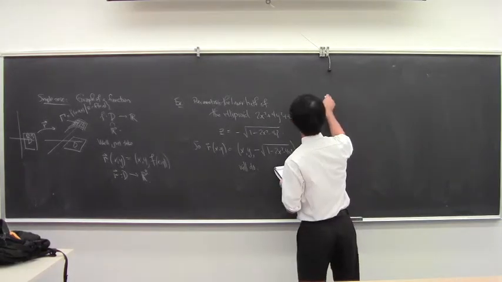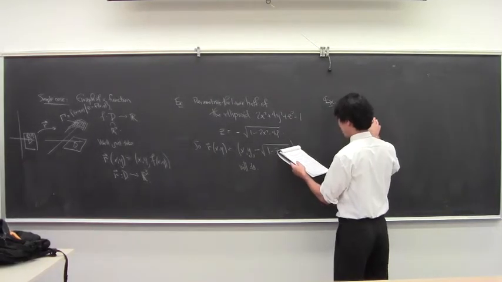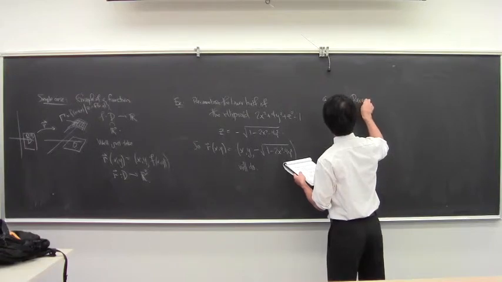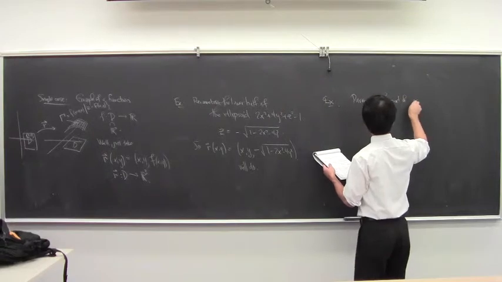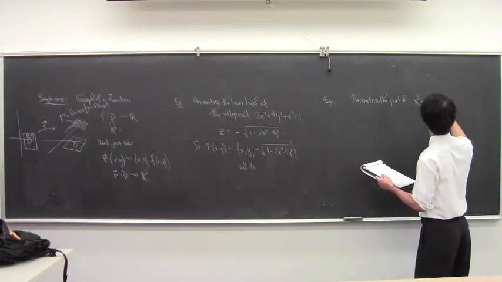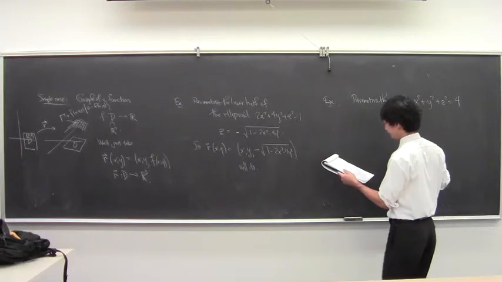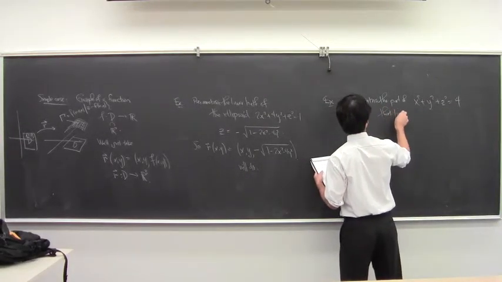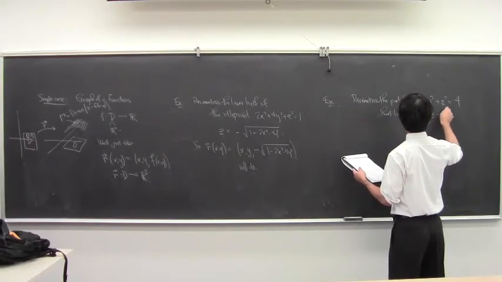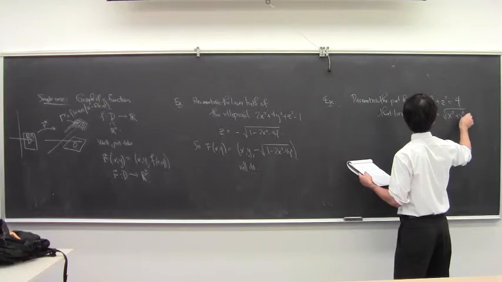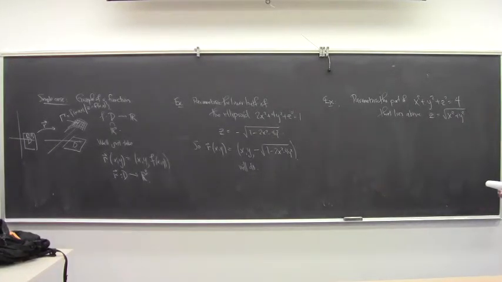Another example: parameterize the part of the sphere of radius 2 that lies above z equals root x squared plus y squared. Maybe I'll let you try it. Take 1 minute and see if you can do it.